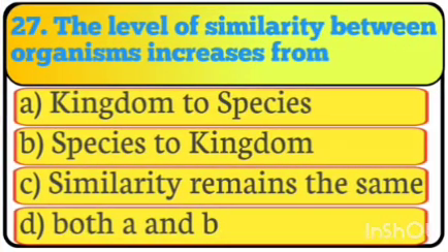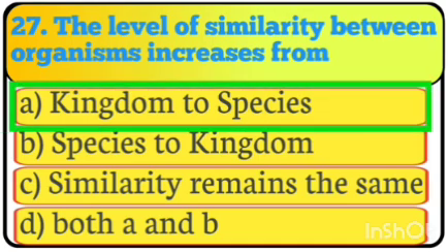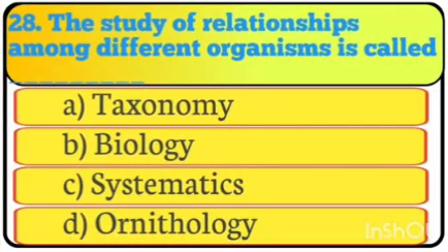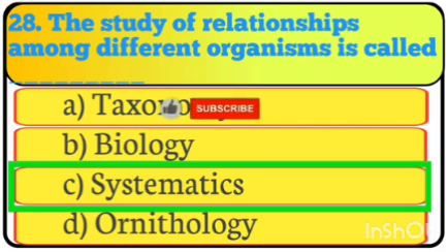Next, the level of similarity between organisms increases from: A. Kingdom to species, B. Species to kingdom, C. Similarity remains the same, D. Both A and B. Correct answer is option A. Kingdom to species. Next, the study of relationships among different organisms is called: A. Taxonomy, B. Biology, C. Systematics, D. Ornithology. Correct answer is option C. Systematics.